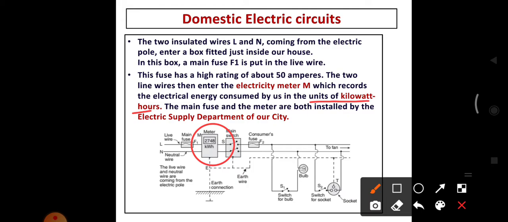The main fuse and the meter are both installed by the electric supply department of our city. We do not install this main fuse and meter in our home. Who will install this? The electric supply department of our city.